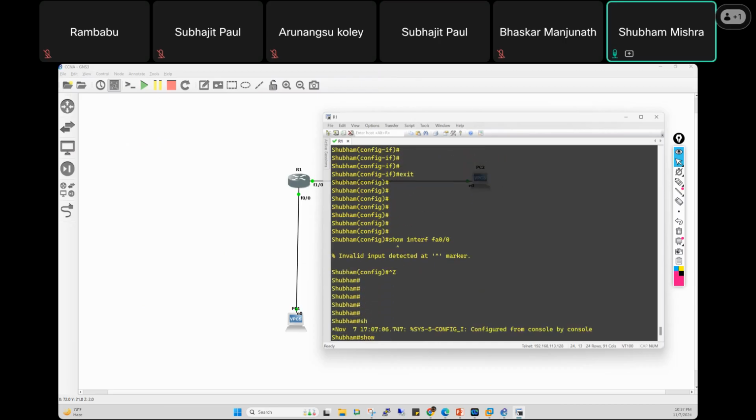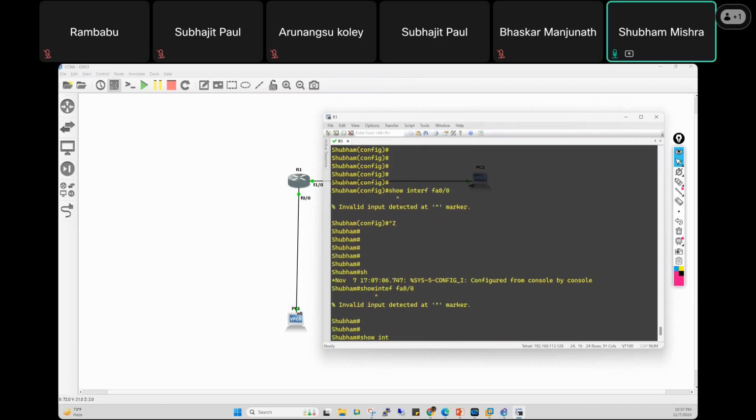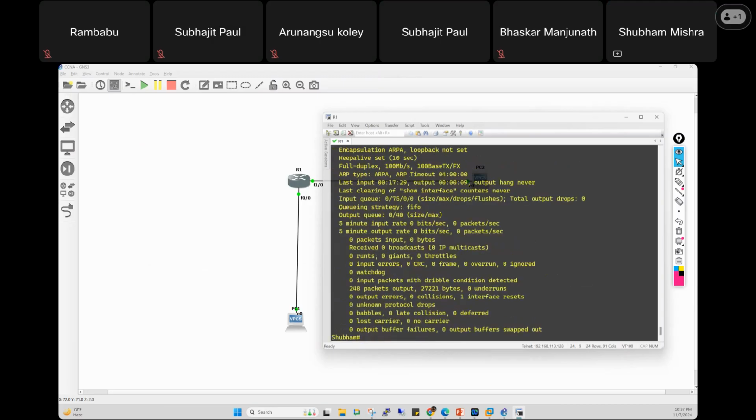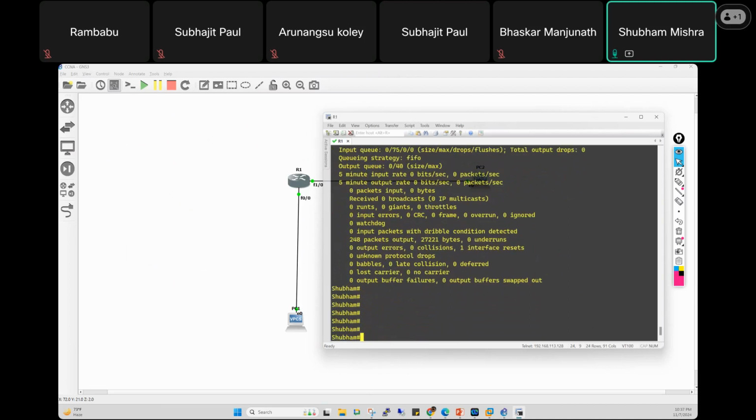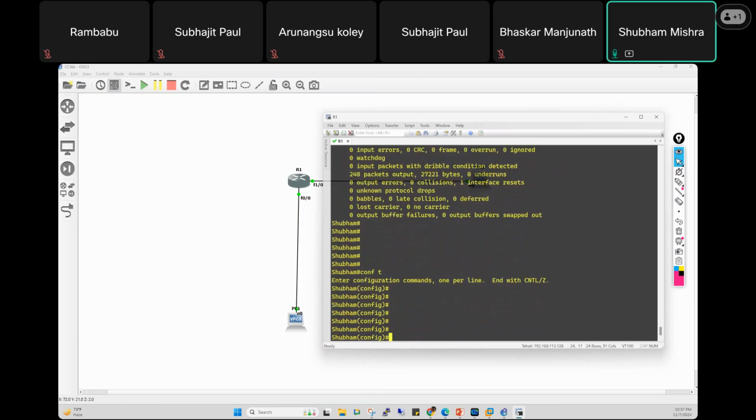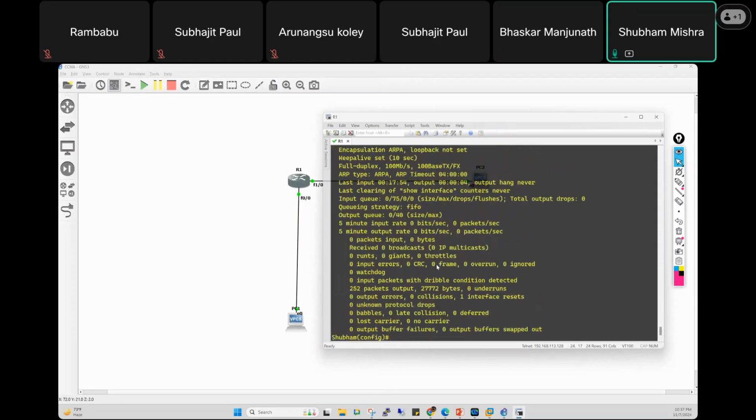See, show interface fast Ethernet 0/0. It takes the command, there is no problem in privilege mode. But right now I am in global configuration mode, and the same command it is not picking. That's the reason in global configuration mode, if you want to write the show command, don't forget to write the do keyword before it. Do show interface fast Ethernet 0/0. So this is the way.